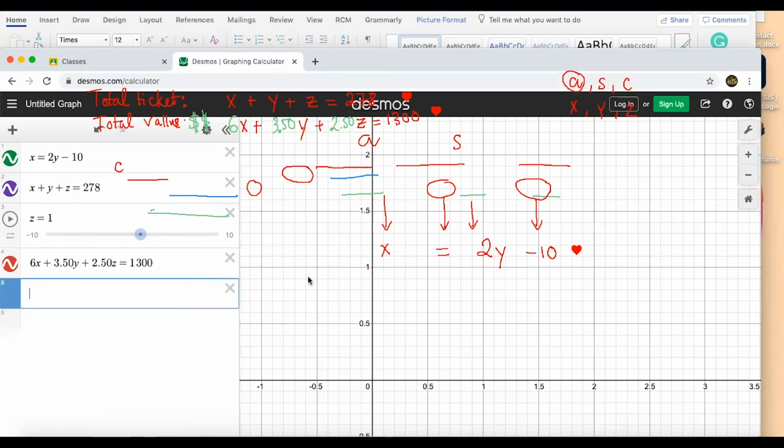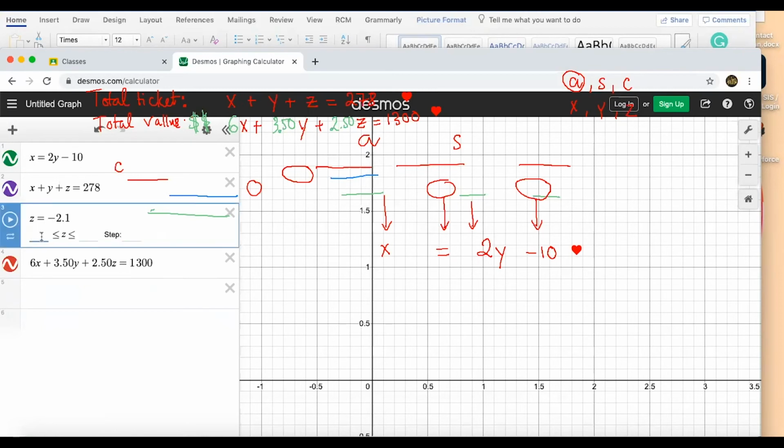So what we're gonna do right here, I would like to show you a trick. If you have a number that is crazily big like 1300, you want to change the slider. The slider right here doesn't really show anything because the z is only limited to negative 10 and positive 10. You want to change it to 100, so negative 100 is the minimum and positive 100 is the maximum.